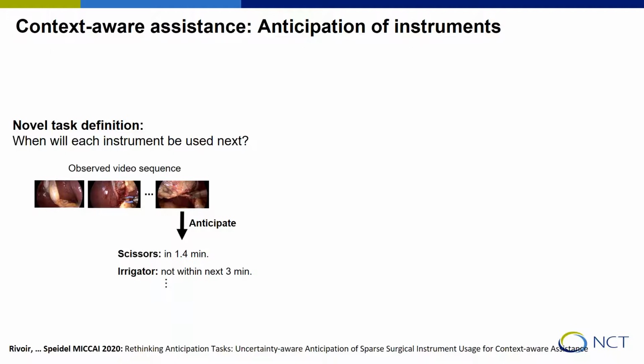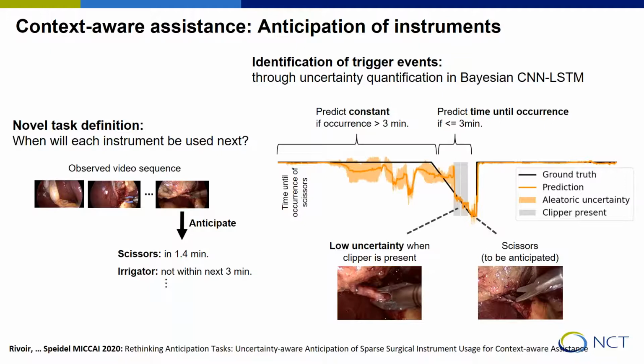So compared to general action anticipation in computer vision, our method is more applicable to surgical scenarios. So we don't make assumptions about the timing of actions. And for training, we only require labels for events we want to anticipate. And for the inference, we only need raw video data. So here we used a Bayesian deep learning framework to also account for uncertainty with future events.